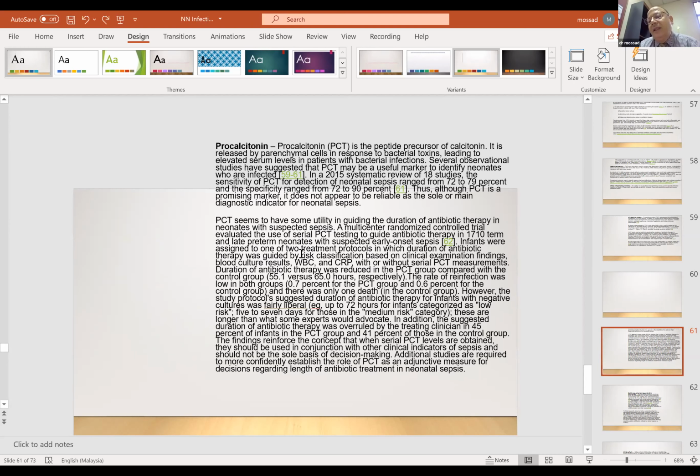But it is a bit expensive. That's why most of the doctors are thinking before requesting it, especially if you are in a semi-governmental hospital and the patient may need to pay.